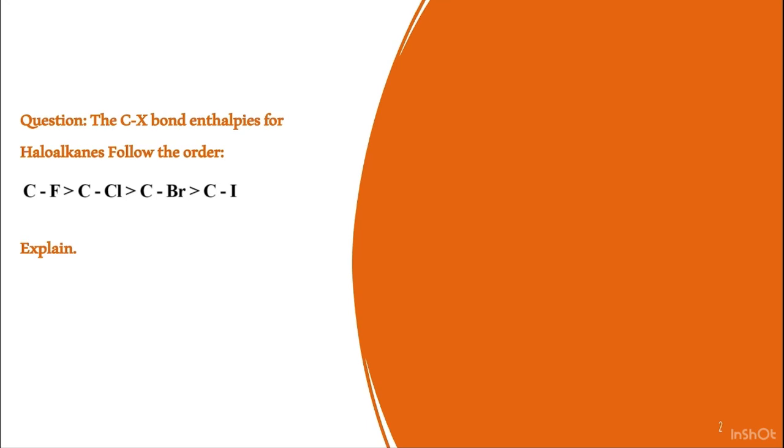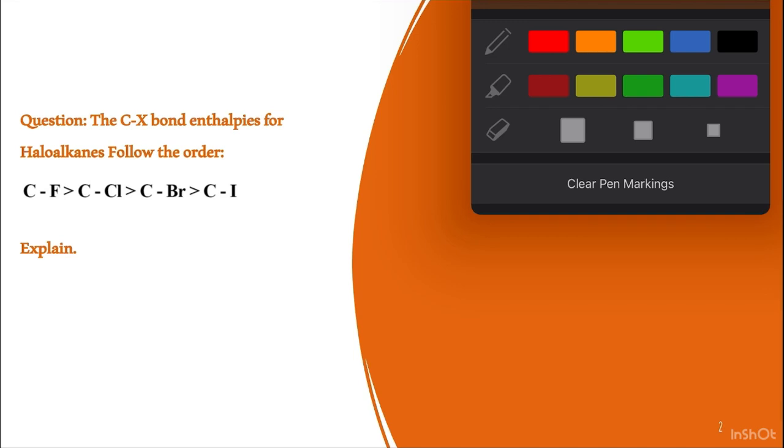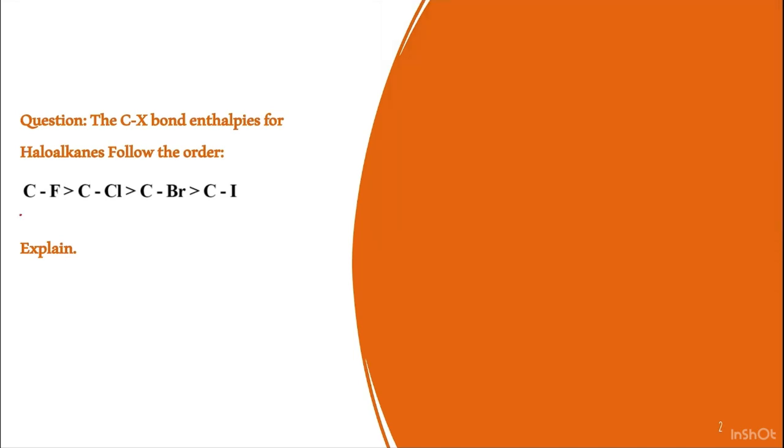The first question is: the C-X bond, the carbon-halogen bond enthalpies for haloalkanes follow the given order. As you can see here, the order which is given is C-F strongest, then C-Cl, then C-Br, and the weakest bond is C-I, so we need to explain. Now it is very clear that if you see them, there is a difference in the halogen part only. Carbon is attached to different halogens.